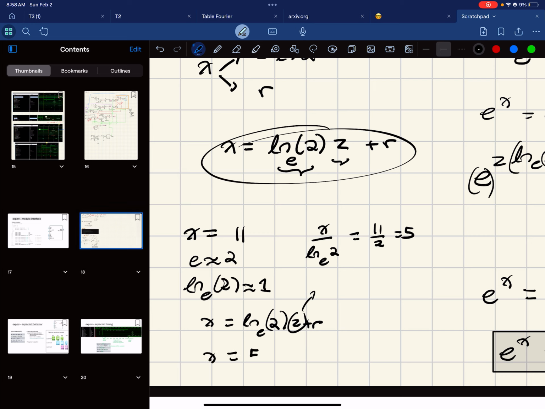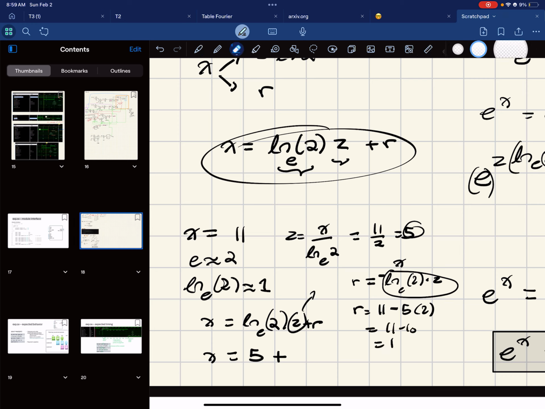So x is equal to 5. And then to find r, I'm just going to say, well, z is equal to x over ln e of 2, which is equal to 11 over 2, which is equal to 5. And so x is just equal to whatever ln e of 2 times z, plus r. So x minus that gives me r. And so r is equal to 11 minus 5 times 2, so r is equal to 11 minus 10, and so r is equal to 1. So I say 5 ln e of 2 plus 1 is my x.